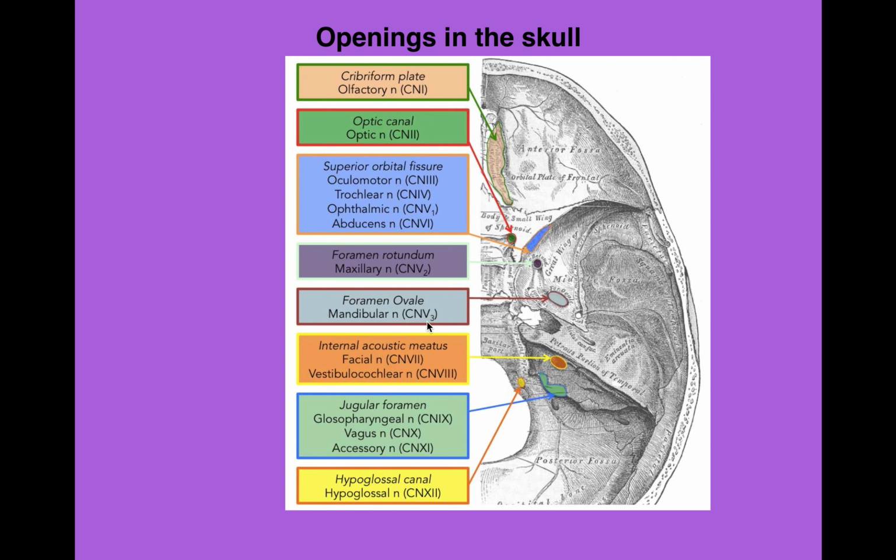And then the mandibular nerve exits through the foramen ovale. And then the facial nerve and the vestibulocochlear nerve exit through the internal acoustic meatus, and then the glossopharyngeal nerve, the vagus nerve, and the accessory nerve together leave the skull through the jugular foramen, and then the hypoglossal nerve leaves the skull through the hypoglossal canal.